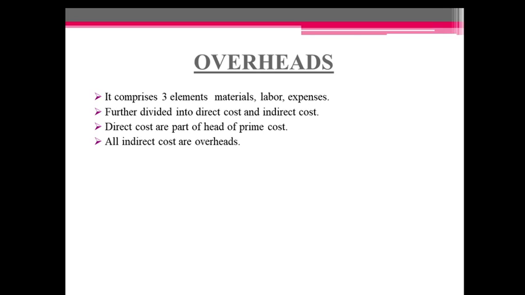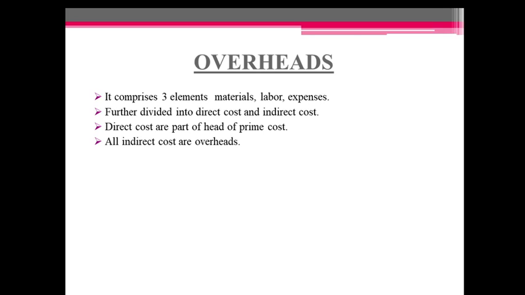These 3 elements are further divided into direct cost and indirect cost. Indirect cost means the overheads. And what about direct cost? Direct cost is directly connected with the product, which means the direct expenses. The direct costs are part of the head of prime cost.